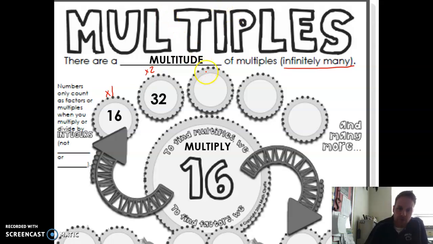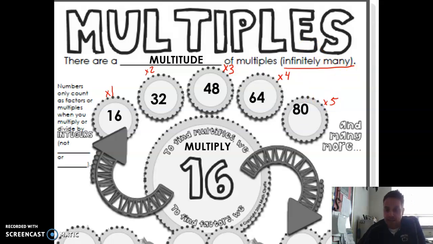We're going to multiply by 3 for our next one. So times 3. 16 times 3, I'm going to help you out here, just so we can get the notes, is 48. We're going to multiply by 4 to get another multiple. 16 times 4 would be 64. 16 times 5 would be 80. All right, and then you look down here, there's many more. How are we going to get them? Well, we can multiply by 6. We could multiply by 7. We could multiply by 8. We could multiply by 1,000. Okay, we can multiply by any number, and we're going to get a multiple.